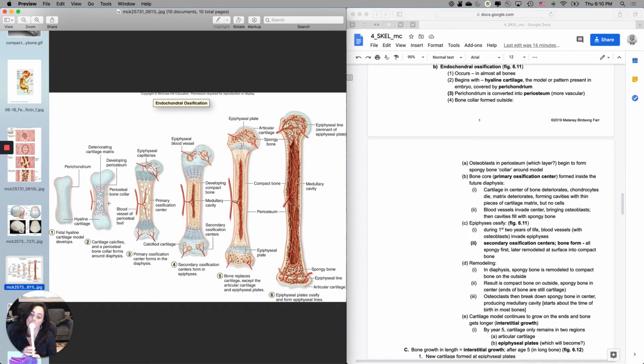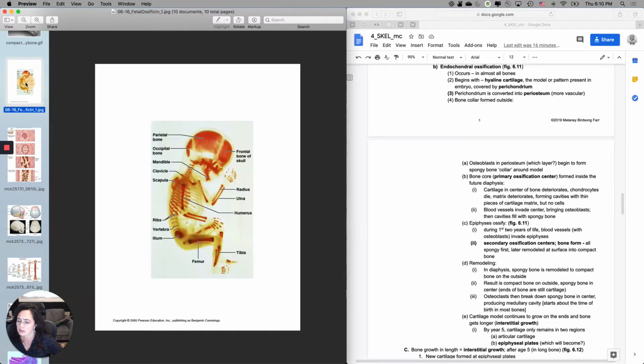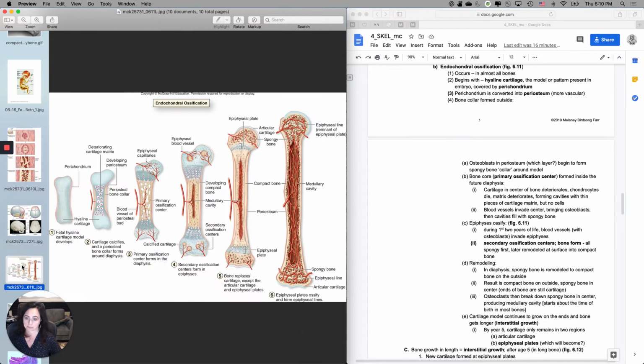So once you have the osteoblast, osteoclast, and osteoprogenitor cells, you can start to develop bone around the outside first. Notice that it actually happens first in this figure around the diaphysis or the shaft. That's where you first start making bone. That also is confirmed here because if you look at the long bones, notice that the diaphyses are ossified much, much earlier than the epiphyses.